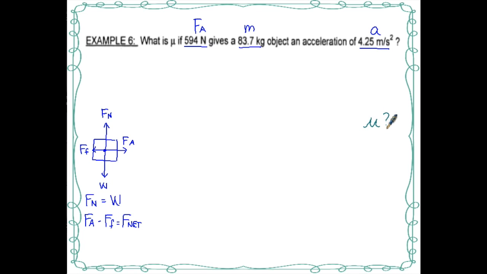I know what I'm doing now. I'm not going to write "find" every time, but I do like to write it at the top, so when I get there, I remember what I'm trying to find. The only equation with mu in it is the friction equation. Do I know the friction force? No. So before I get there, I will have to find the friction force.